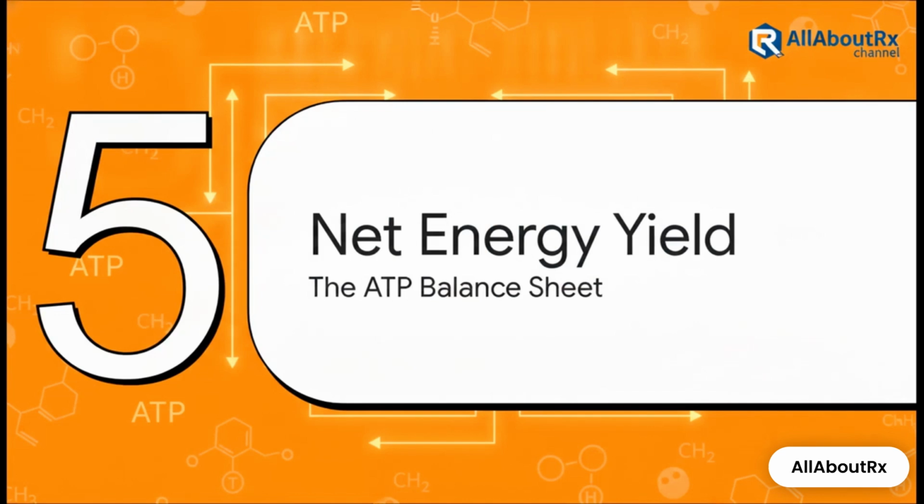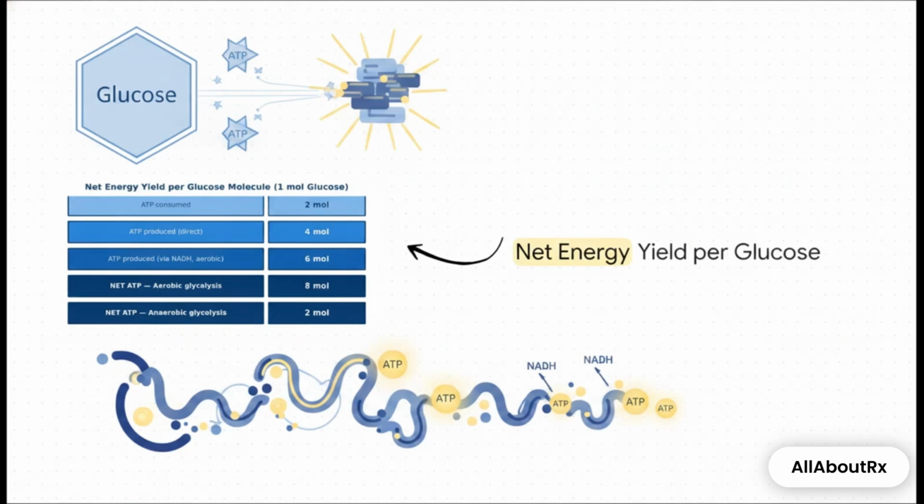Section 5. The net energy yield, the ATP balance sheet. The entire purpose of this ancient pathway really boils down to one thing: the energy payoff. Looking at the balance sheet per mole of glucose, we actually consume 2 ATP up front. It takes energy to make energy. But we directly produce 4 ATP later on. And the real game changer is the NADH. If oxygen is around, that NADH goes to the electron transport chain.